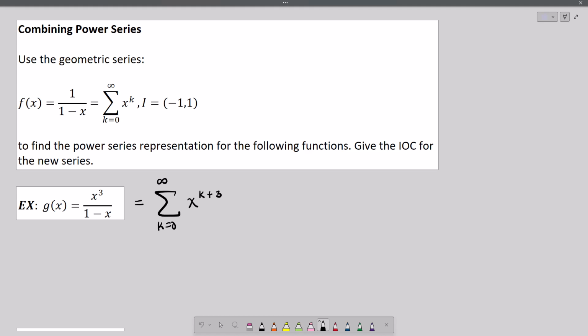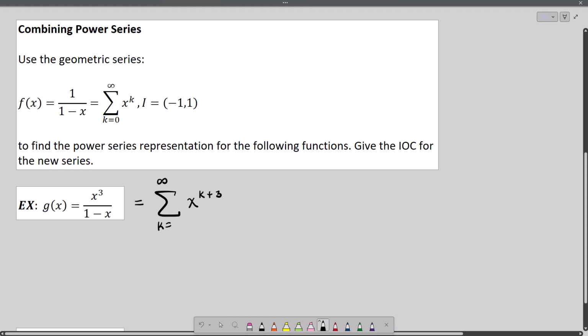Right? On the left side, we multiplied by x cubed. Up here, if we multiply that by x cubed, we get this. So g is x cubed times f. If we multiply the left side by x cubed, we multiply the right side by x cubed. And if you multiply the right side by x cubed, you can add those powers of x together. And this is our new power series.